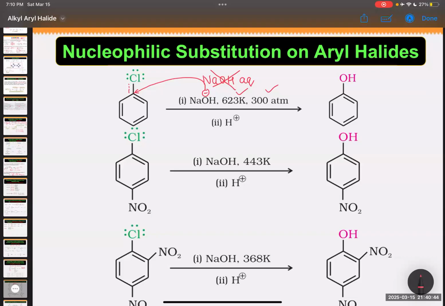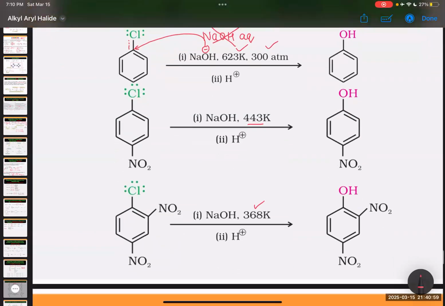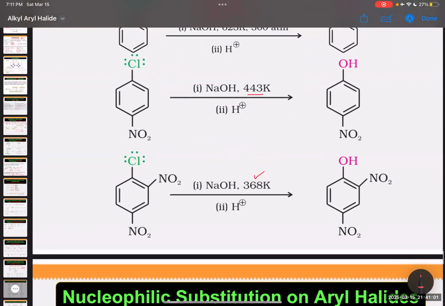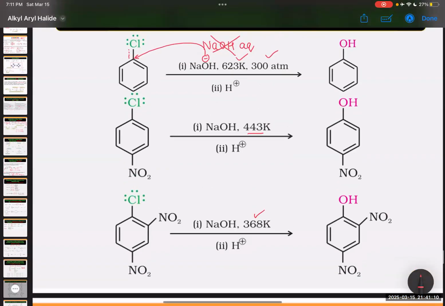Okay, look here. So here also you are taking a very high temperature. But as you have more and more NO2 groups, the reactivity is increasing and the temperature which you have taken is coming down. The reaction is happening very easily. And if you have 3 NO2 groups at ortho and para positions, the reaction can happen very quickly just by water and warming a little bit.